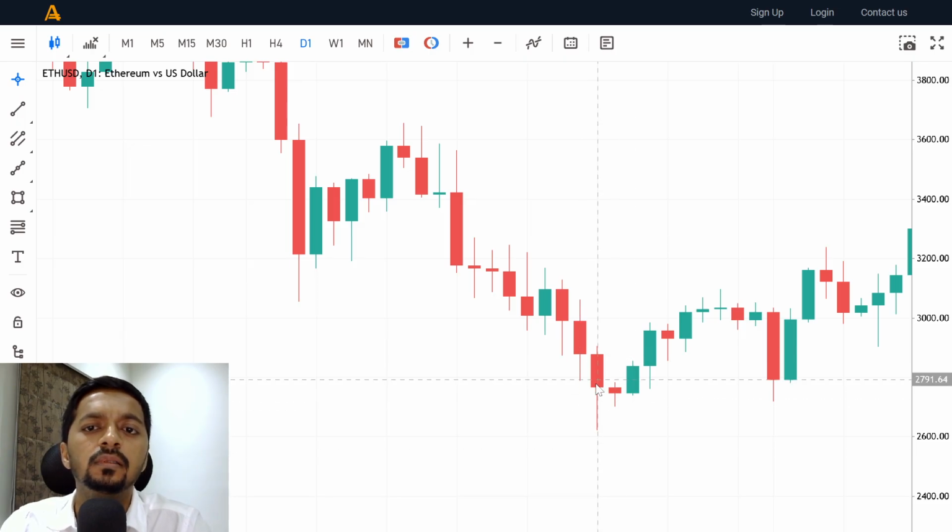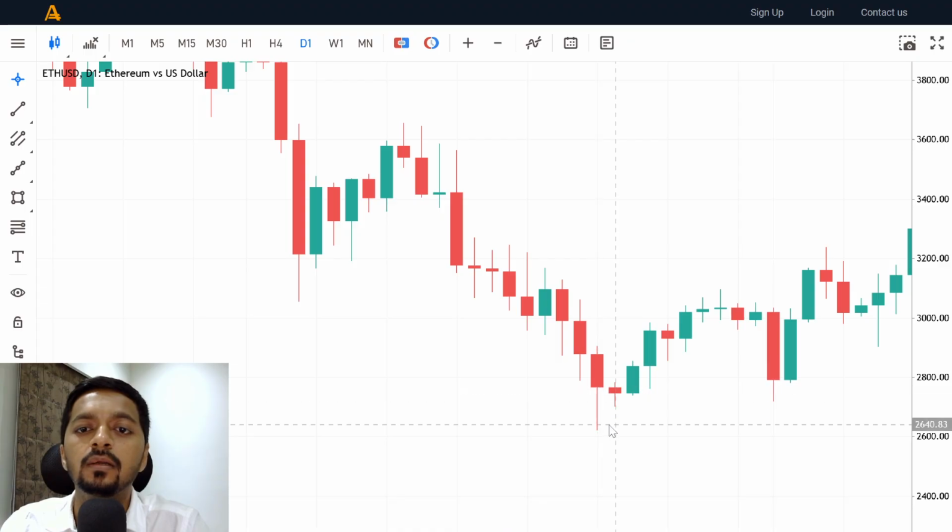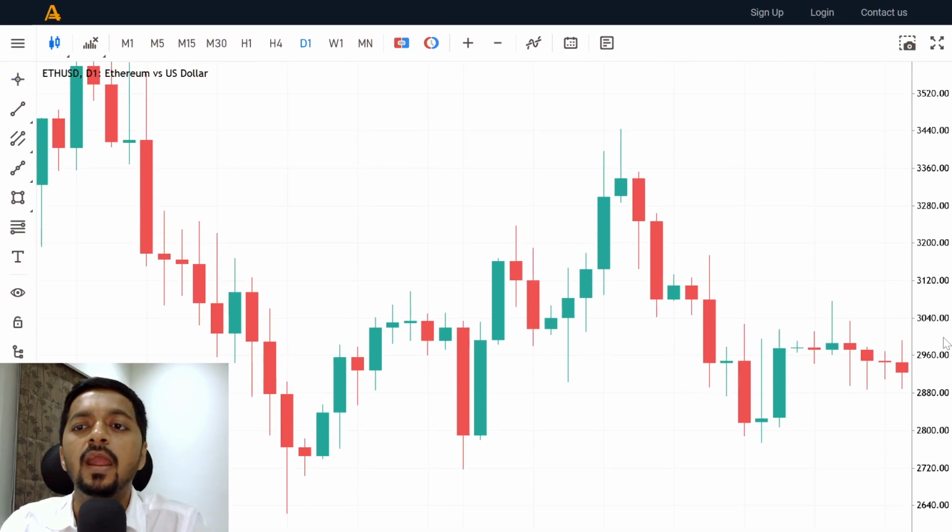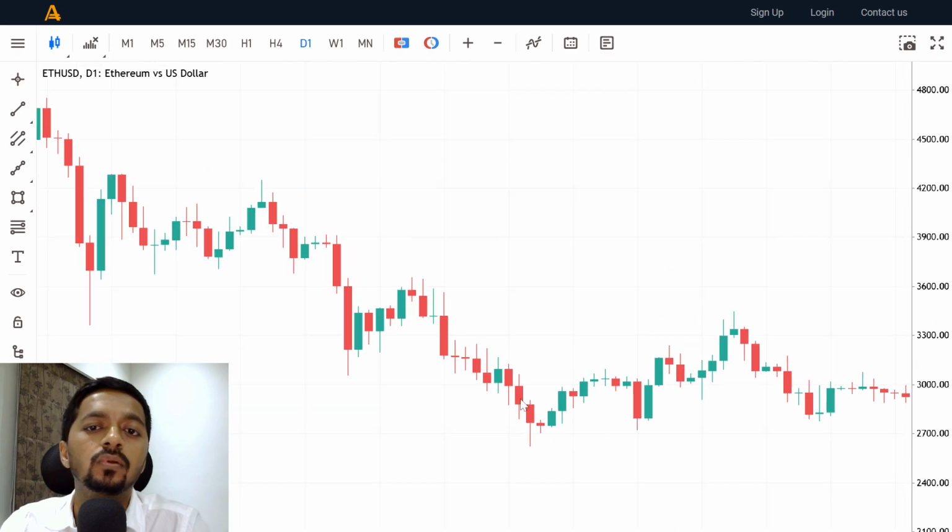So if you look at this, the body is from 27.65 to 27.7 or so, and the shadow is 68 to 32, almost double of the body. So we can consider this as a hammer. And how to trade this? On the break of this.